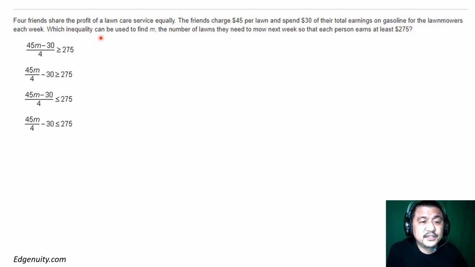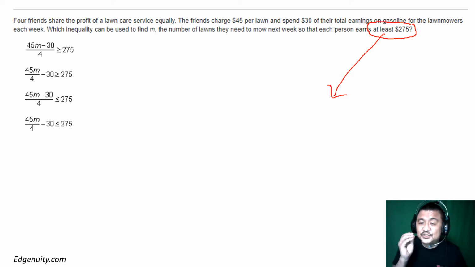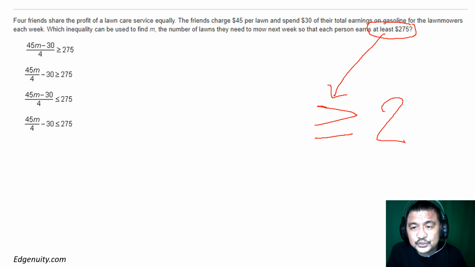Okay, which inequality can be used to find the number of lawns they need to mow next week. Okay, we want to solve for that M so that each person, not just all of them, but each person, earns at least $275. Okay, let's analyze the problem. Okay, let's start with this one. This is the most obvious one. At least $275 is at least, meaning that's the smallest amount that they could earn. So what amount should they earn? Higher, right? So it should be greater than or equal to 275. In our vocabulary, at least means greater than or equal.